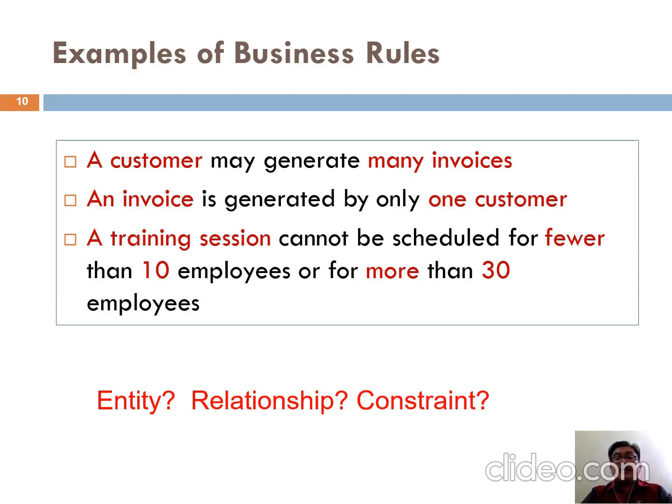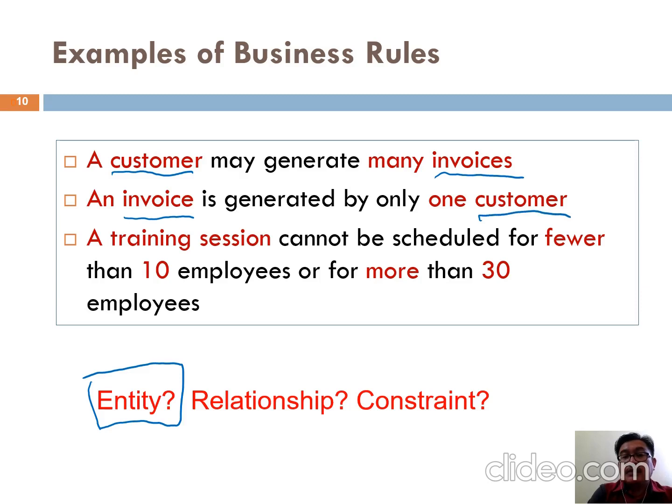Okay, so if we look at here, we have entities. Let us use blue for entity. The entities here are customer and also invoice in the first business rule. The second business rule also has invoice and customer. The third business rule has training session and also employees.